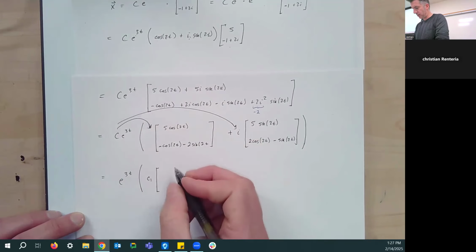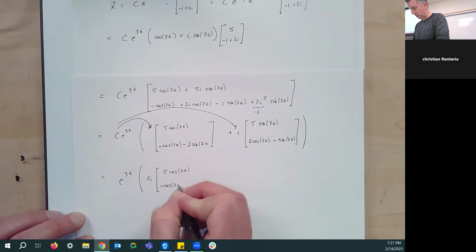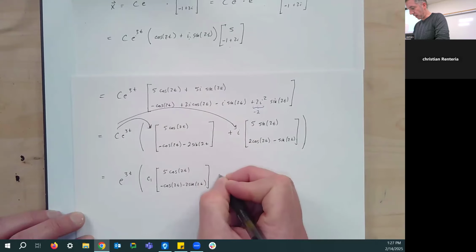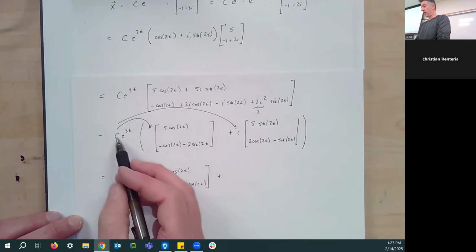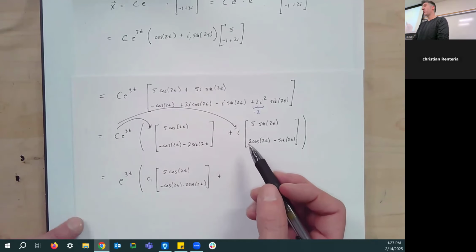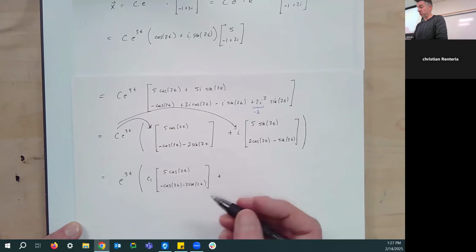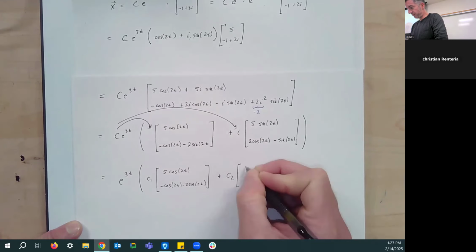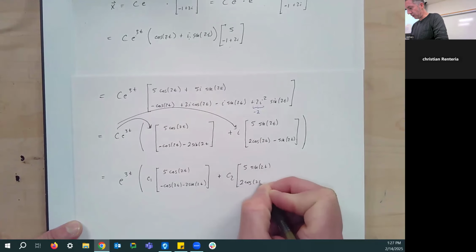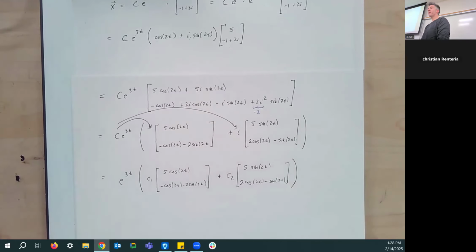our first vector, 5 cosine of 2t, negative cosine of 2t minus 2 sine of 2t, plus our constant times i is still a constant. It might be imaginary, but it doesn't matter. It's still a constant. It's not the same as the first constant, so we're going to give it a different name, C2. Times 5 sine of 2t, 2 cosine of 2t minus sine of 2t.